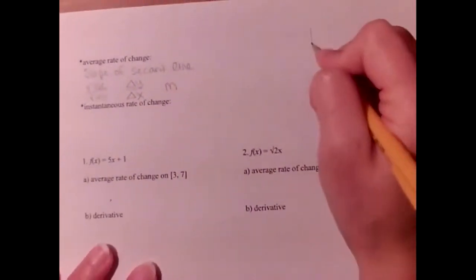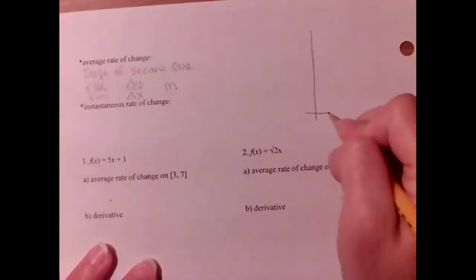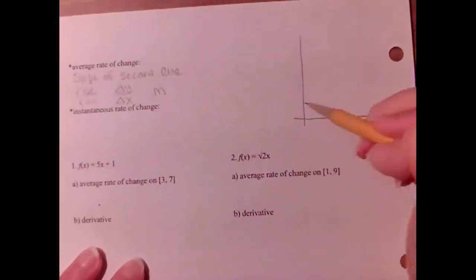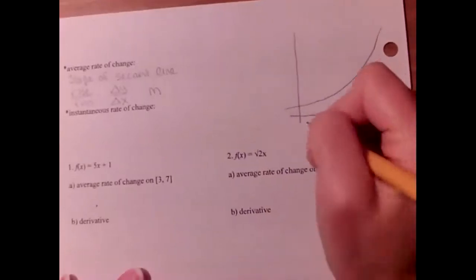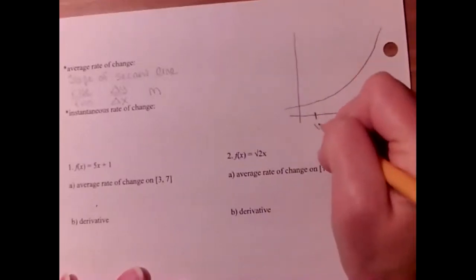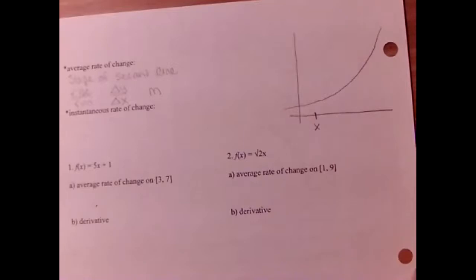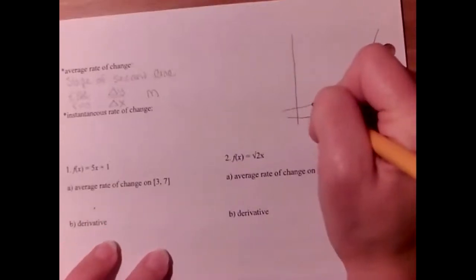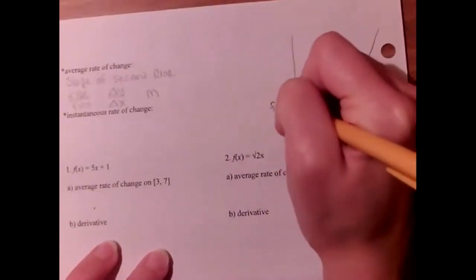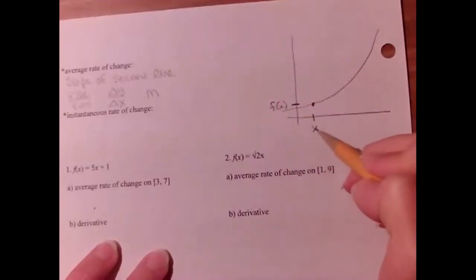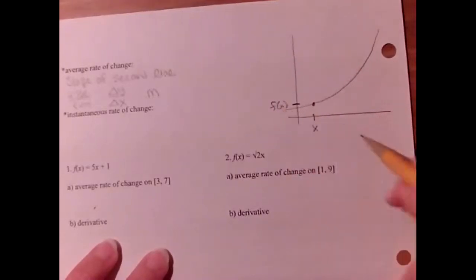And I'm going to draw a picture over here for us to have a visual of this. So I'm just going to draw a graph doing something. And I'm going to pick a point on the graph starting here. I'm going to call that x. And so its y value is going to be f of x. So if I input x, my output is f of x.